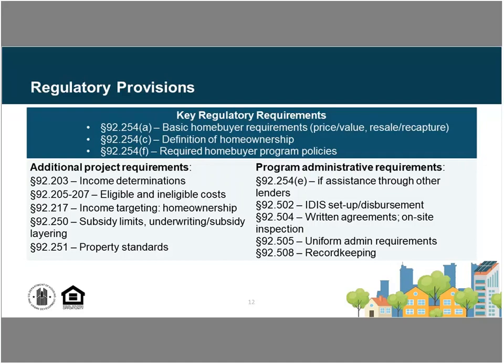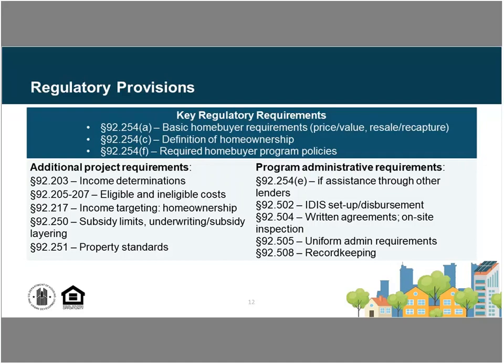The homebuyer program policies are required when you do homebuyer activities to make sure that you are doing a good job of selecting, underwriting, and assisting homebuyers with housing and assistance that is feasible for at least the period of affordability. In addition to that, there are some other sections of the rule that are important to you. That includes the income determinations, eligible and ineligible costs, which we'll talk about, income targeting, subsidy limits and underwriting and subsidy layering, which I will get into in just a few minutes, and the property standards.